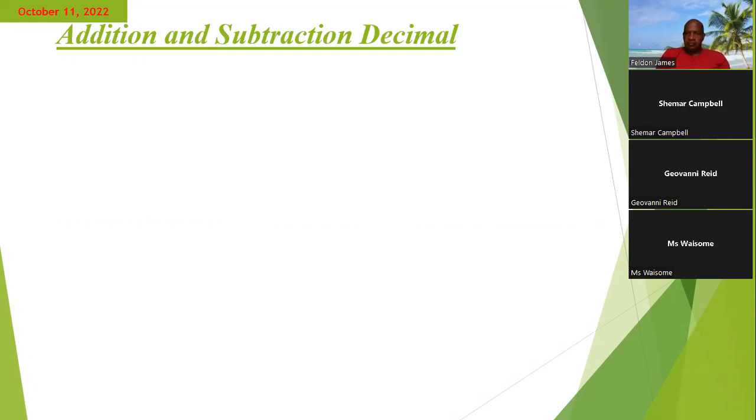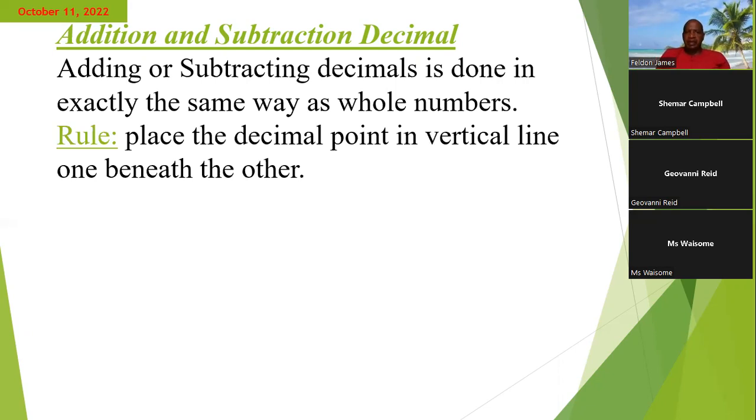Addition, adding and subtracting decimals. It's basically like whole numbers. Okay, so what is the rule though? Put the decimal point beneath the other one, vertical, beneath the other vertical. Okay, so it is important that when we're adding, we generally line up the decimal point one beneath the other in a straight line so that we will be able to add the appropriate values, all right? So adding or subtracting decimals is done exactly the same way as whole numbers. Rule: place the decimal point in vertical lines one beneath the other. So having done that, you can just add in the usual way.